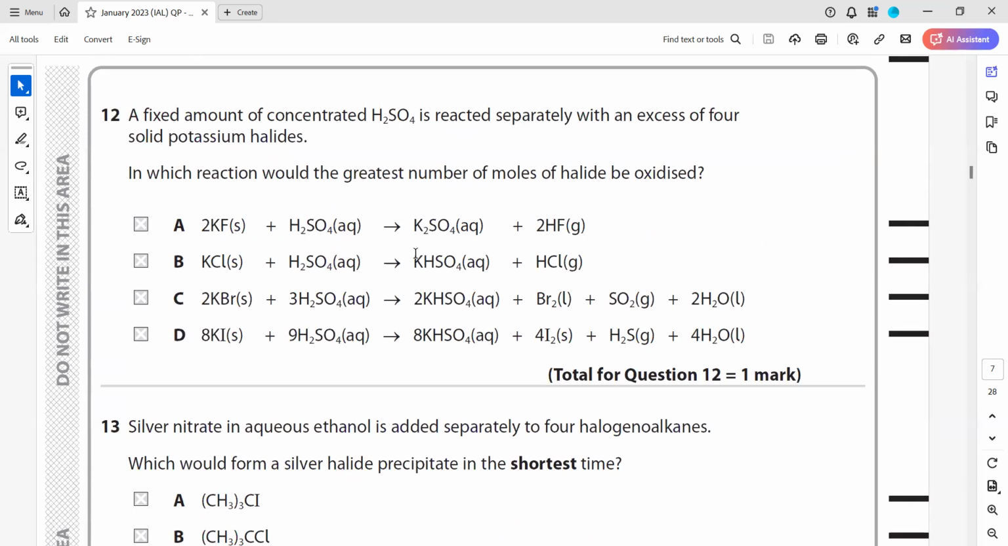A fixed amount of concentrated sulfuric acid is reacted separately with an excess of 4 solid potassium halides. In which would the greatest number of moles of halide be oxidized? So you just have to check the equation.